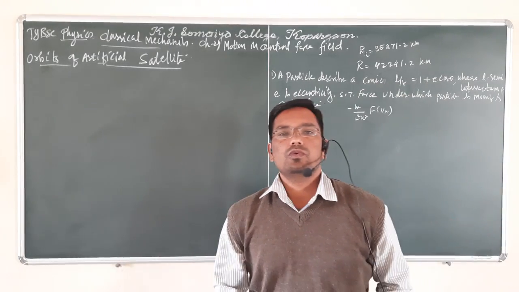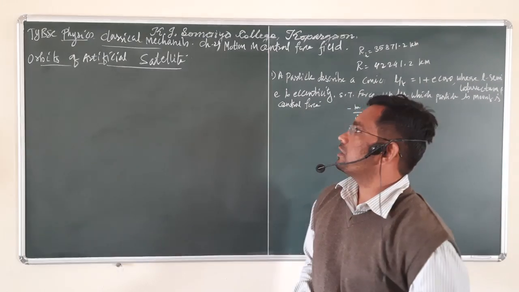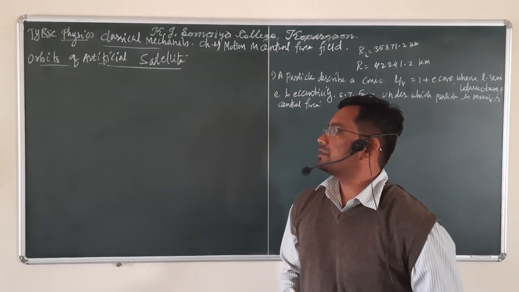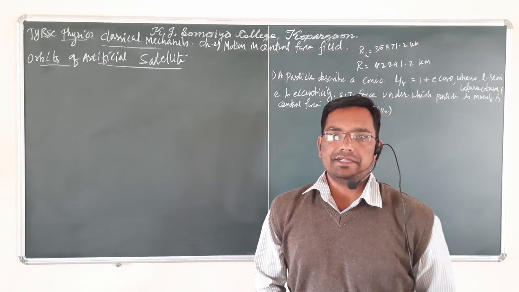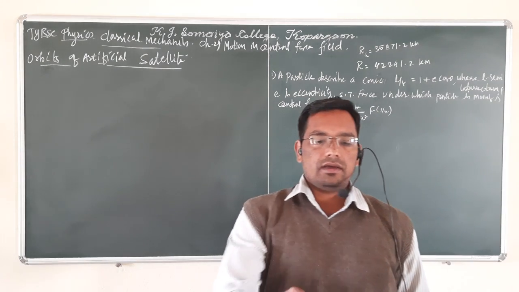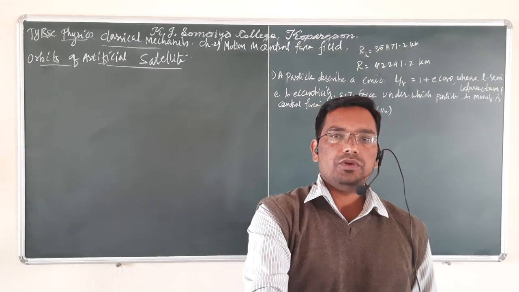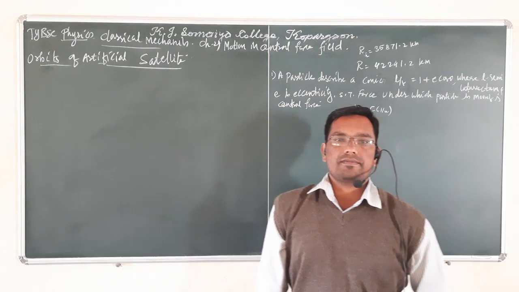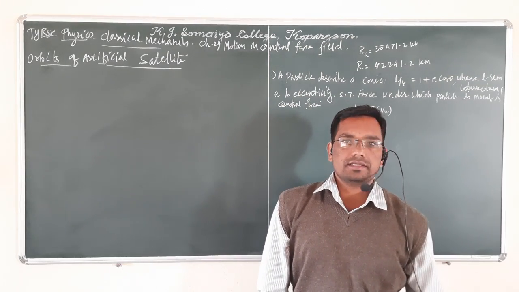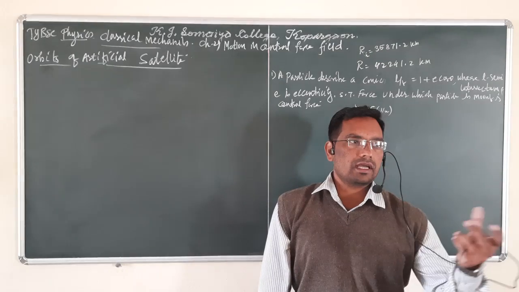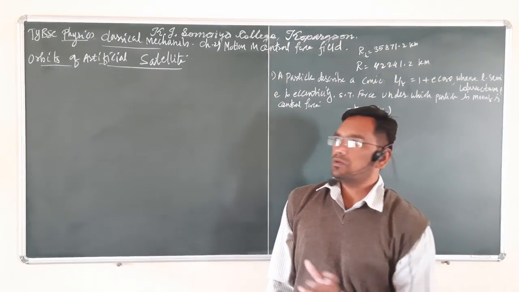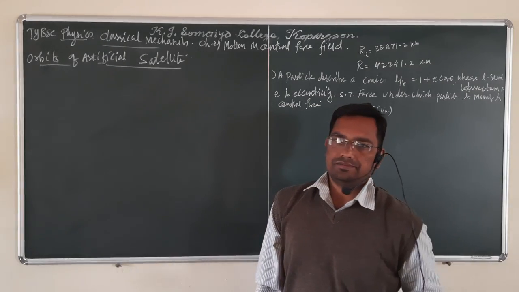Now we are moving to the last point of chapter number 2. That point is orbits of artificial satellites. You know that artificial satellites are used for communication purposes. For most cases, the signals that we receive in our mobile phones come from those artificial satellites. So we are going to discuss their motion.